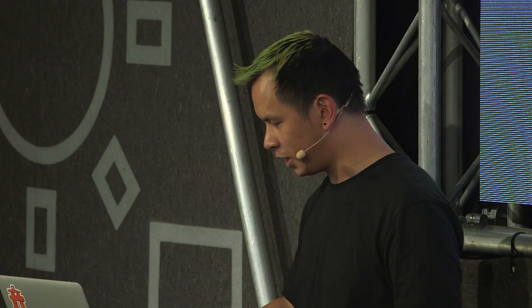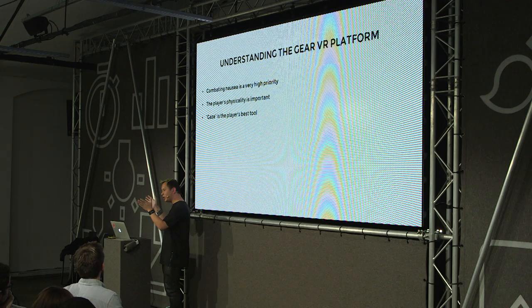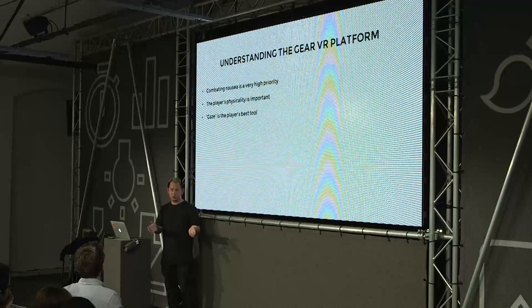We find that gaze, or where the player is looking, is the best tool that the player has, because we do that all the time, right? In real life, we're always looking at things, focusing on things, and we're used to that. We have good motor control for that, perhaps even better than trying to memorize finger gestures with your hands. So we really focus a lot on that. We're trying to make use of that in our game design, even though it's not perfect.